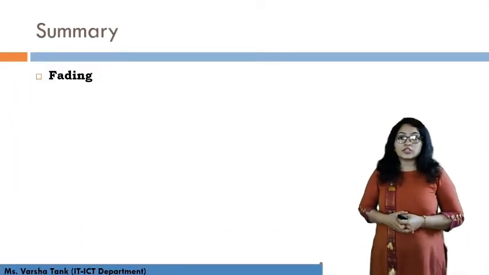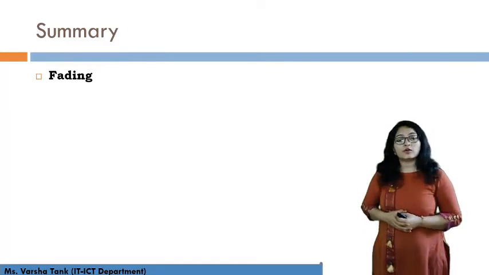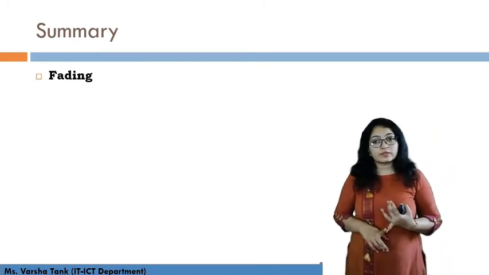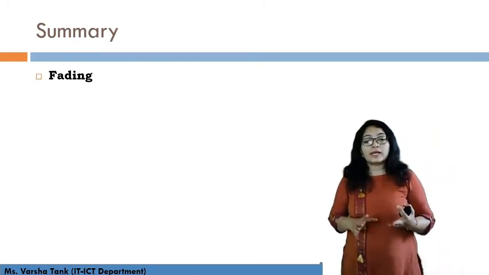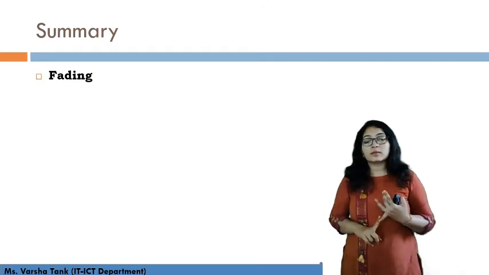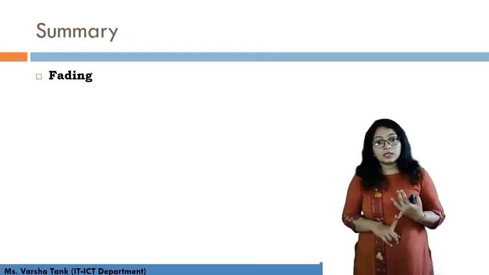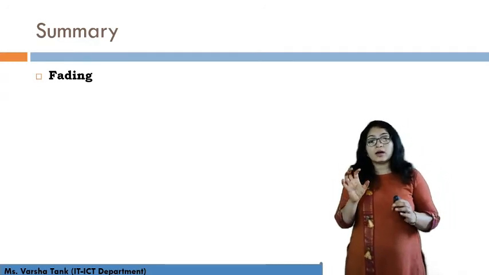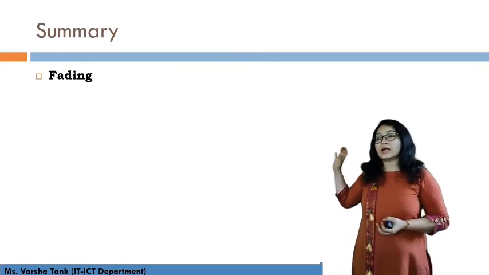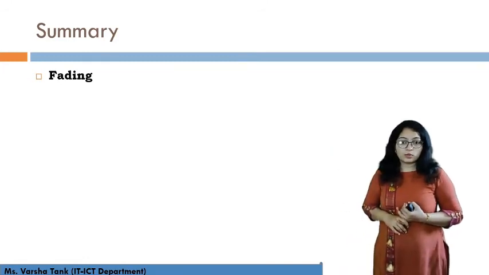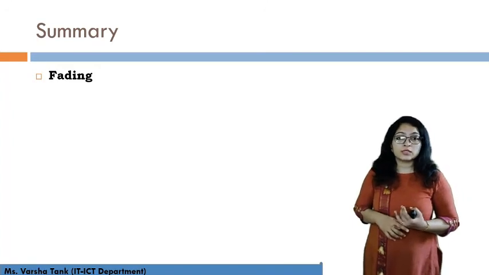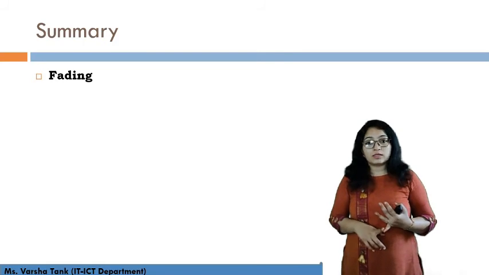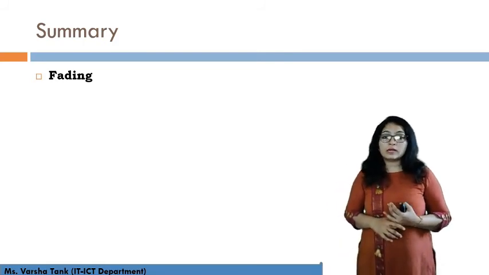So, summary of this lecture: we have learned about the different types of fading, fast fading, slow fading, frequency selective fading, and so on. Fading means any unwanted disturbance, interference or noise in your signal. That is defined as fading. We have also seen some basic terms like coherence bandwidth, root mean square delay spread, and Doppler spread. The remaining interesting topics we will cover in the next lecture.